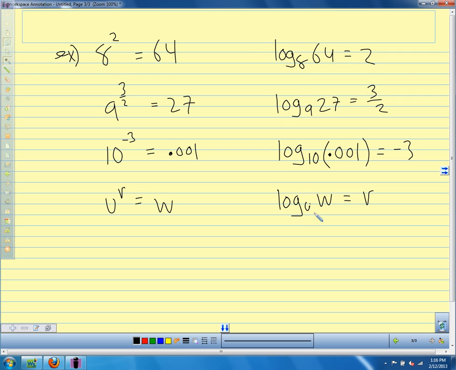So a big part of what we're going to do with our homework, and when we solve problems with exponential and logarithmic functions, is being able to switch back and forth between exponential form and logarithmic form. All right, let me talk about some important properties of the logarithmic function.